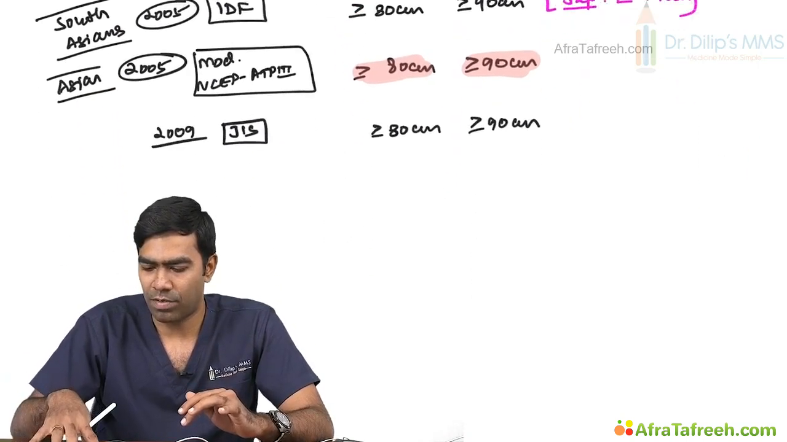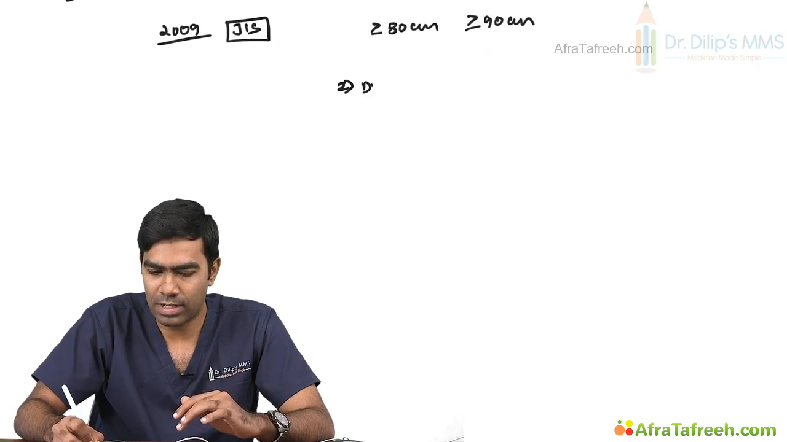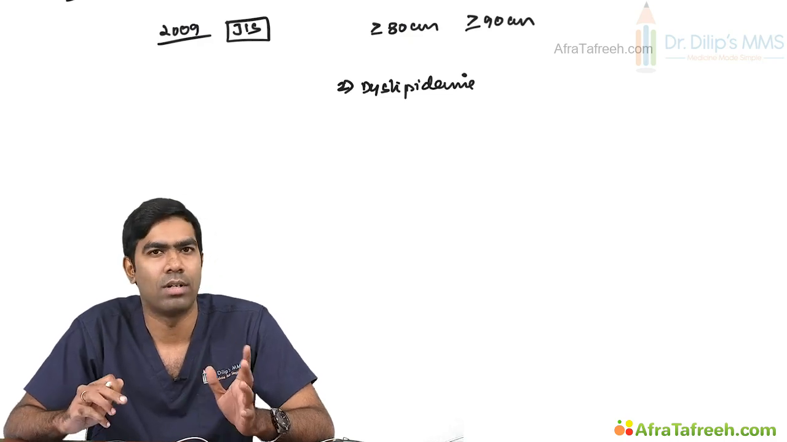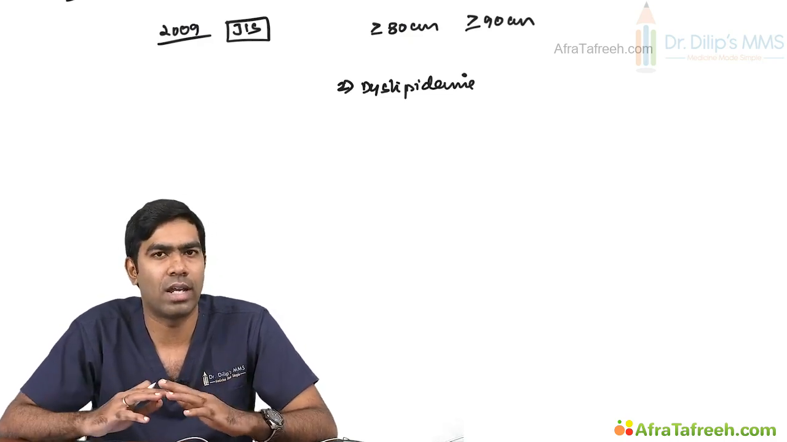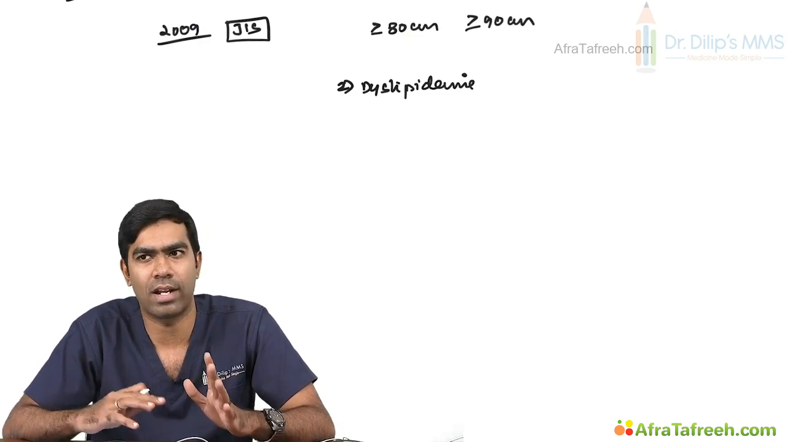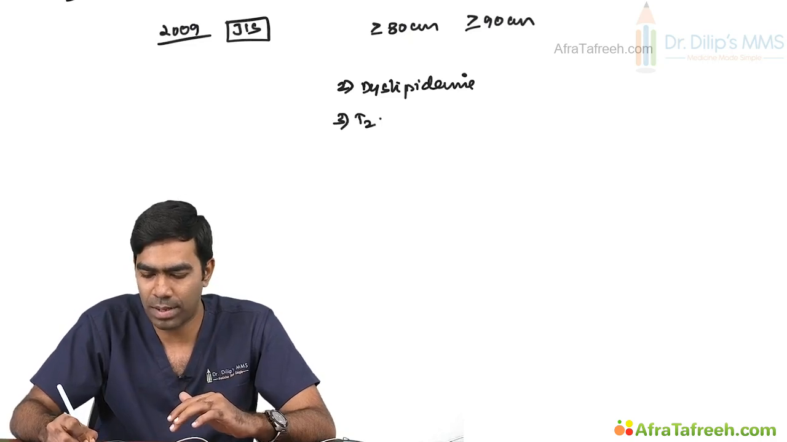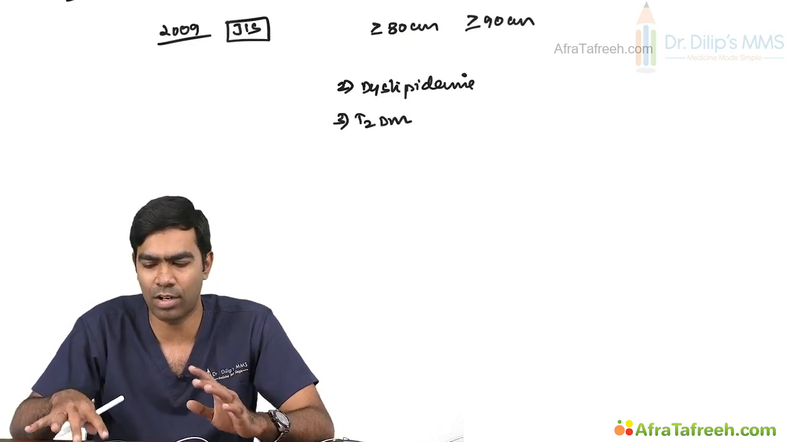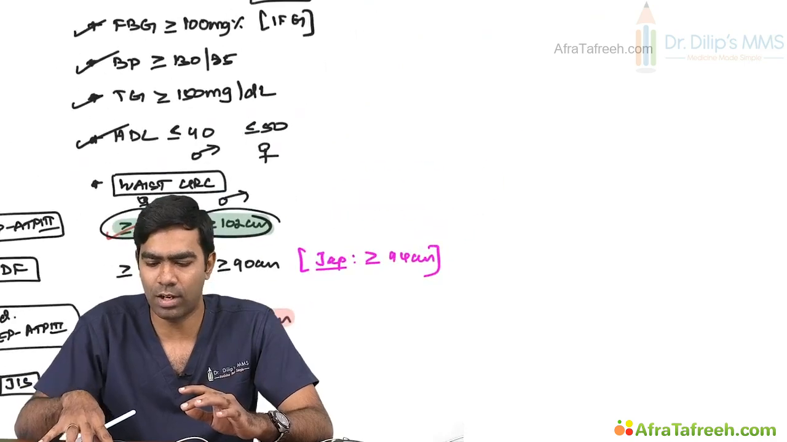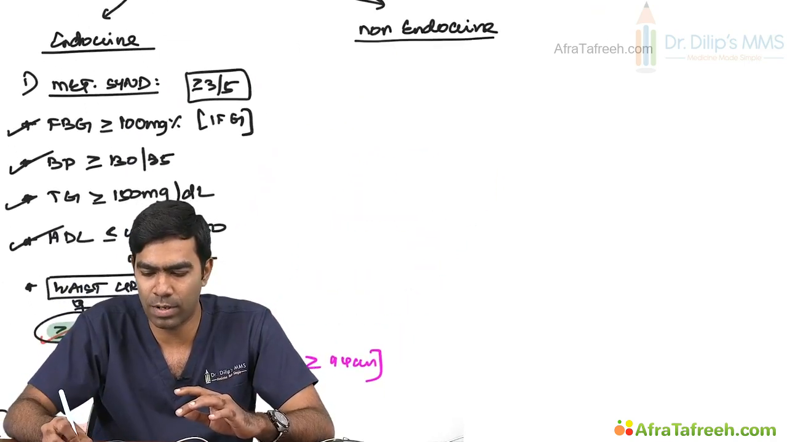Clear? Apart from that, you can develop dyslipidemia, which is an endocrine complication. The most important things that are altered in obesity are triglyceride and HDL, where the triglyceride levels will be high and HDL levels will be low. And number 3 is type 2 diabetes mellitus, which is definitely a complication of obesity, and it's an endocrine complication. What are the non-endocrine complications of obesity?